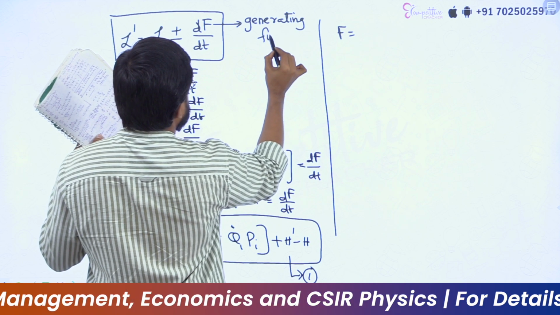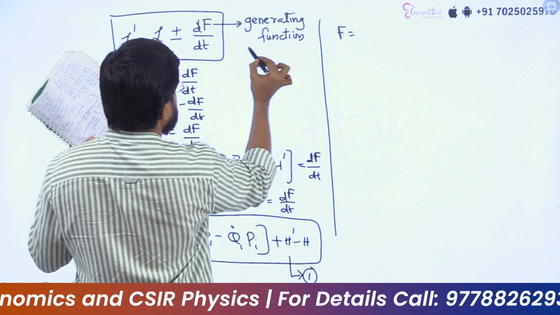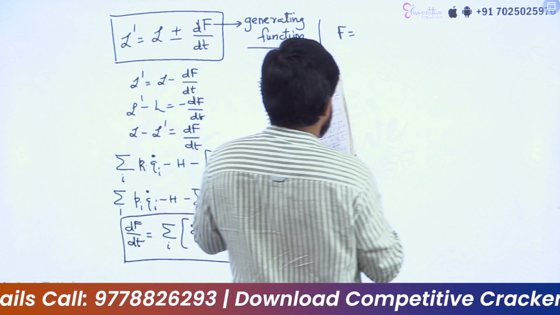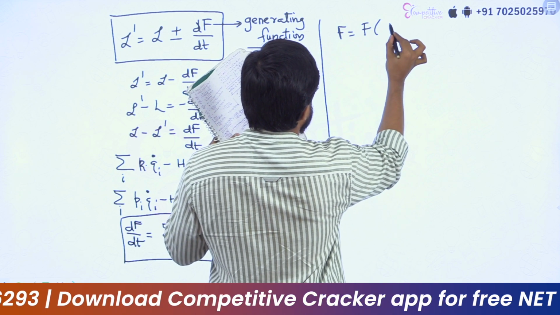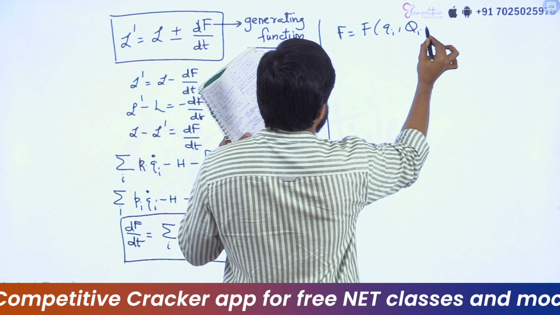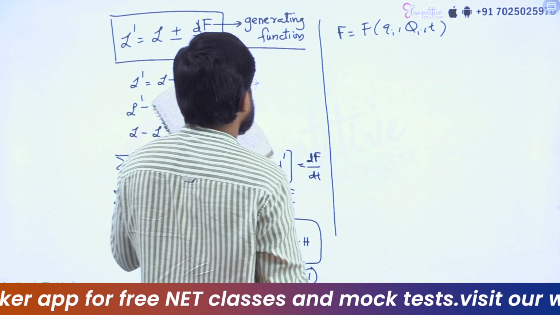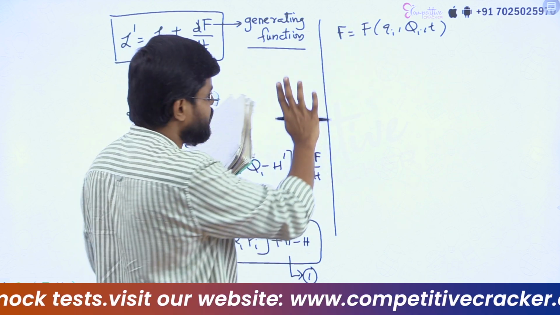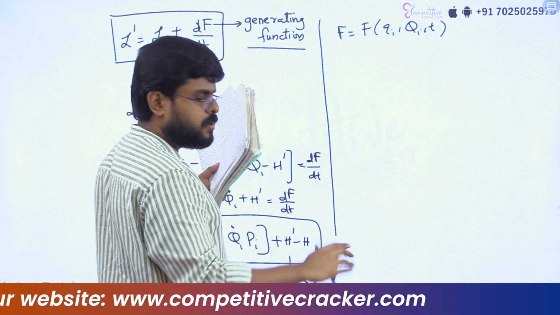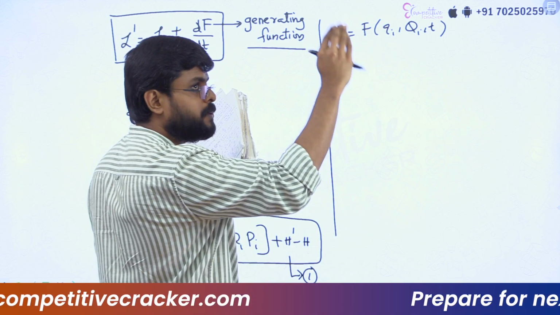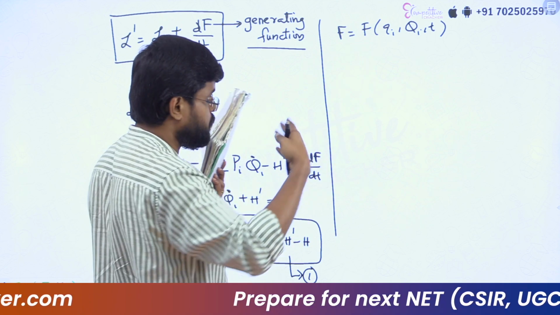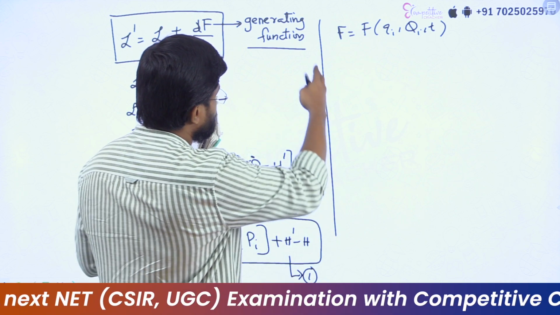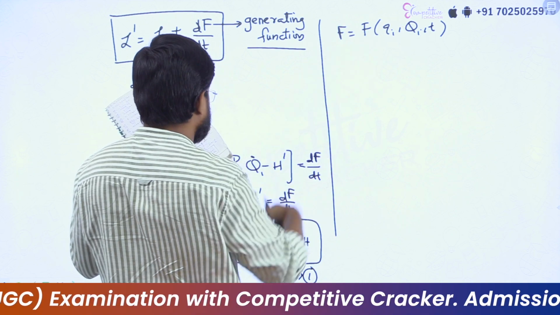F is the generating function, the function which generates the canonical transformation. I am taking this F as a function of small qi, capital Qi, and t. Let this be my generating function. The generating function can be of q and Q, p and Q, anything. Four forms are there: F1, F2, F3, F4. You may have heard of them.